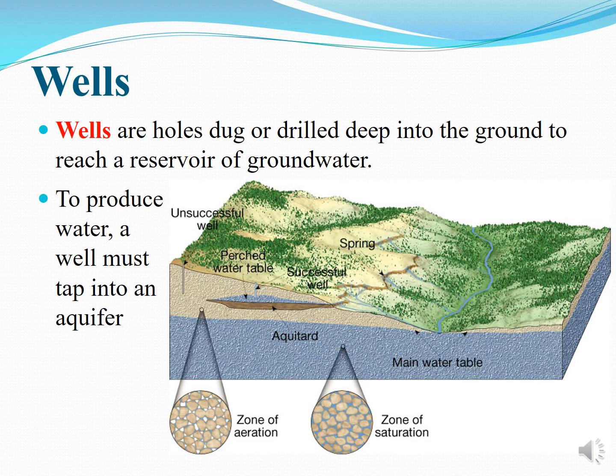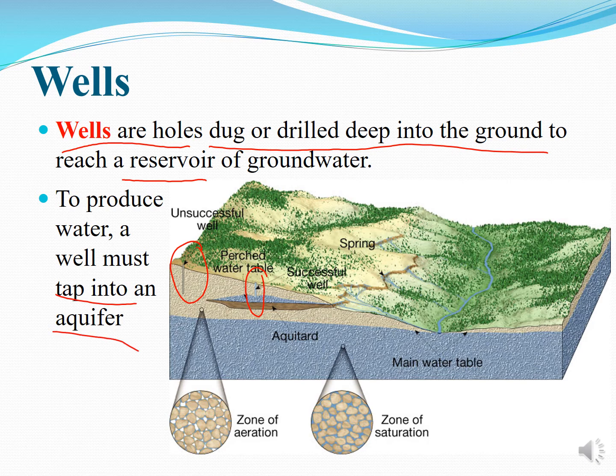So wells. What is really a well? Well, a well is a hole that is dug or drilled deep in the ground to reach a reservoir of groundwater. So the whole idea is to get a well. That one was unsuccessful because obviously it doesn't hit any water. The successful one is that once we drill a hole, the well will tap into an aquifer and water will begin to flow.